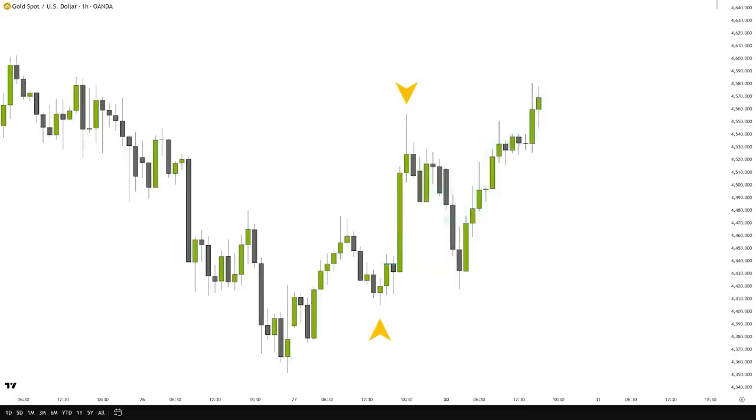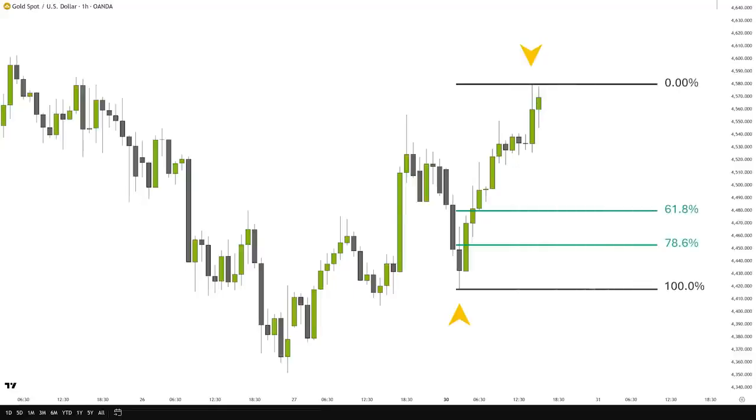Price then makes another impulsive move, breaking market structure to the upside once again. This gives us another opportunity to apply the Fibonacci retracement tool and place a new buy limit order. Let's move the chart forward one more time.